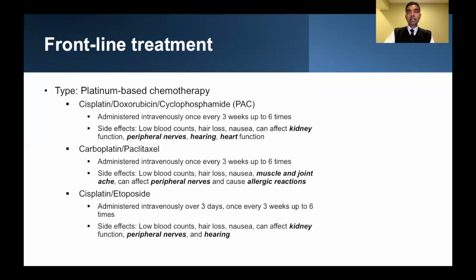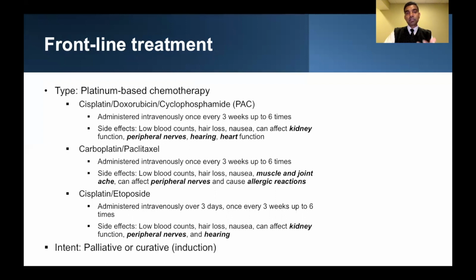In this case, the treatment is given over 3 to 5 days, cisplatin on day 1 and etoposide every day over 3 to 5 days. And the treatment is repeated once every 3 weeks for up to 6 times. The side effects are, again, those you see with cisplatin in particular, and also chemotherapy in general.